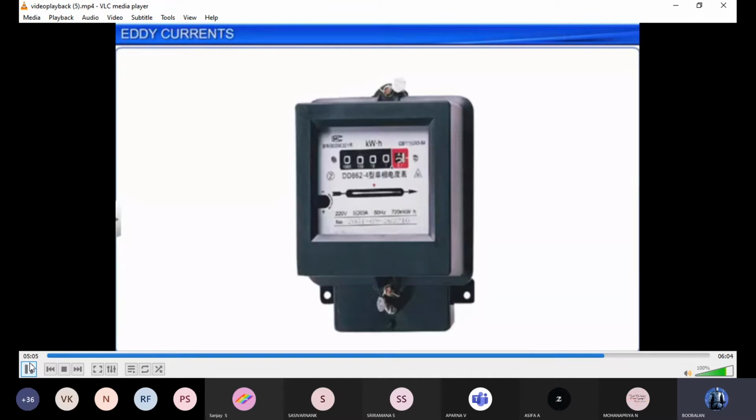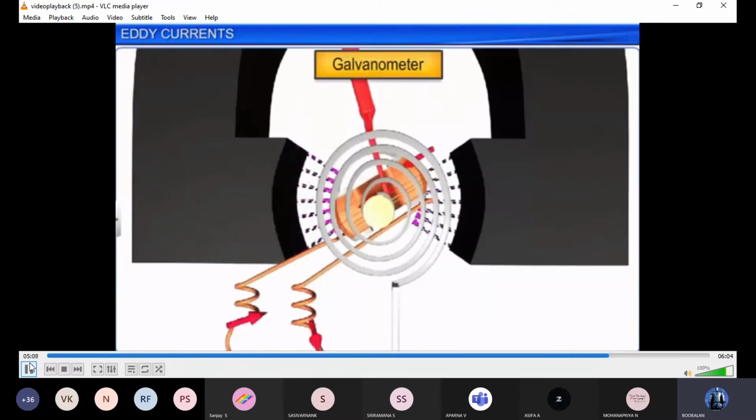The shiny metal disc in the analog type electric power meter rotates due to eddy currents. Electric currents are induced in the disc by magnetic fields produced by the sinusoidal varying currents in the coil.